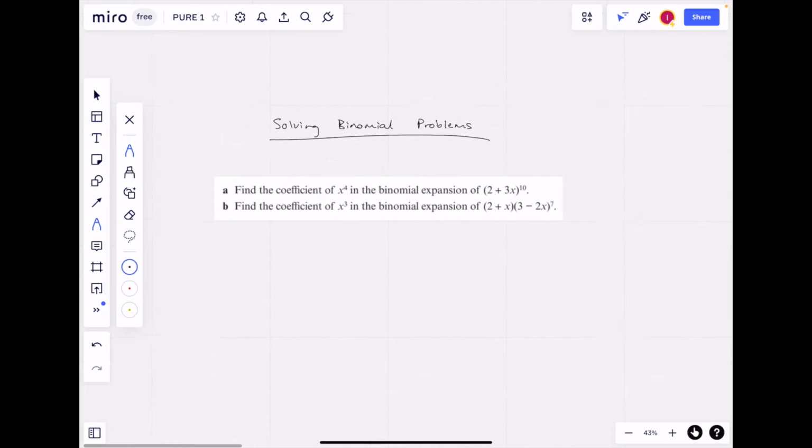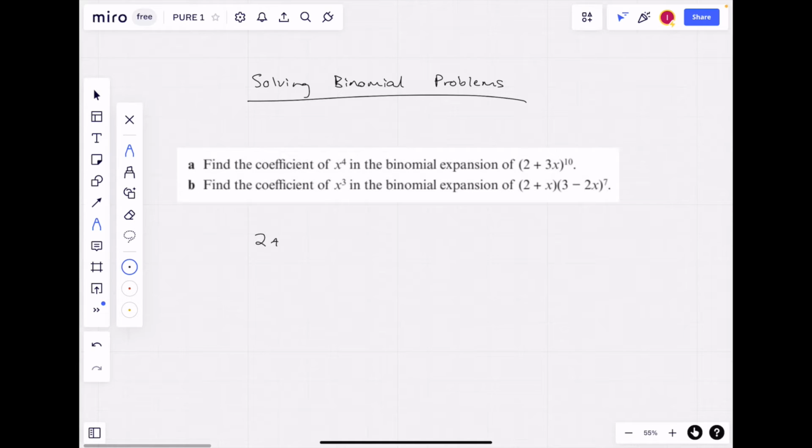You know that in (2 + 3x) to the power of 10, your a is equal to 2, your b is equal to 3x, and your n is equal to 10. You want the x to the power of 4 term. So you want (3x) to the power of 4, which means you're going to be using 10C4, and your 2 is going to be to the power of 10 minus 4, 6.